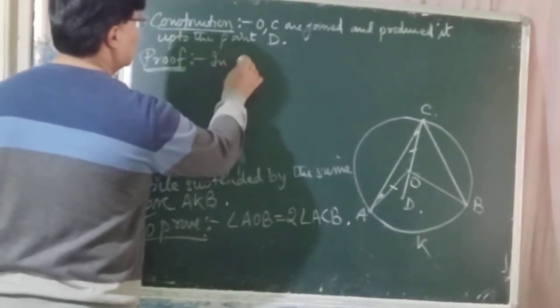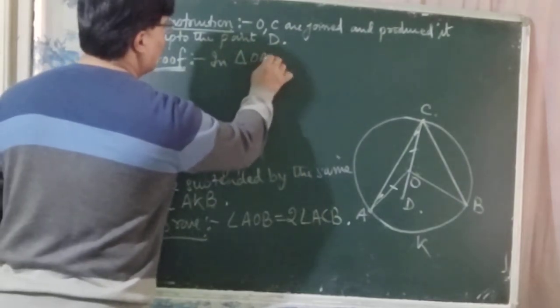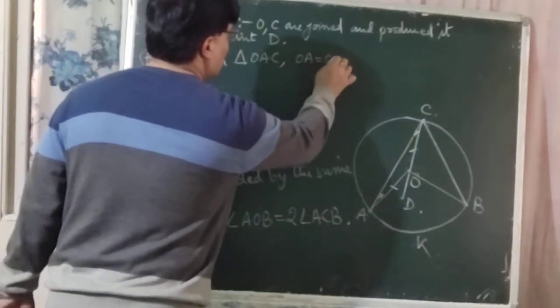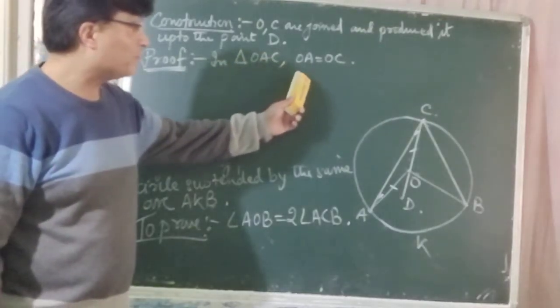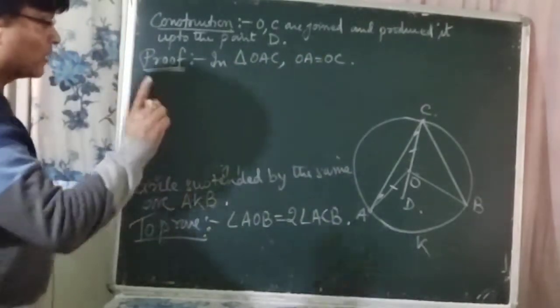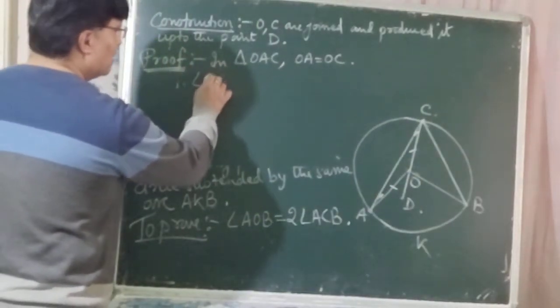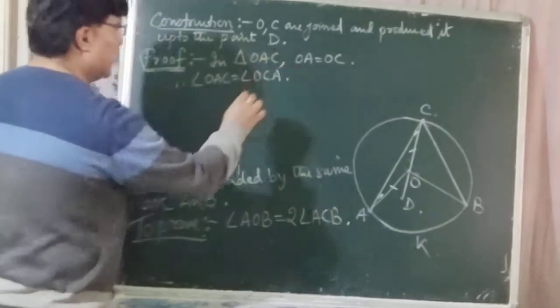So in triangle OAC, OA is equal to OC, right? In triangle OAC, OA is equal to OC. If OA is equal to OC, then what can I write? Angle OAC is equal to angle OCA.